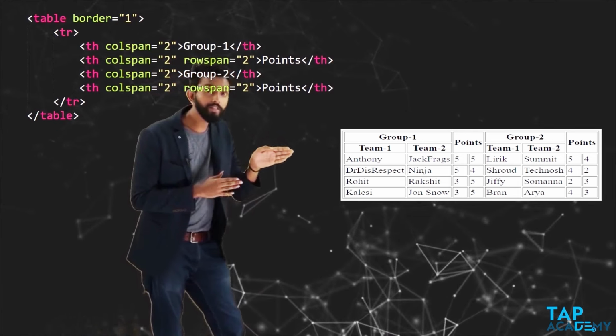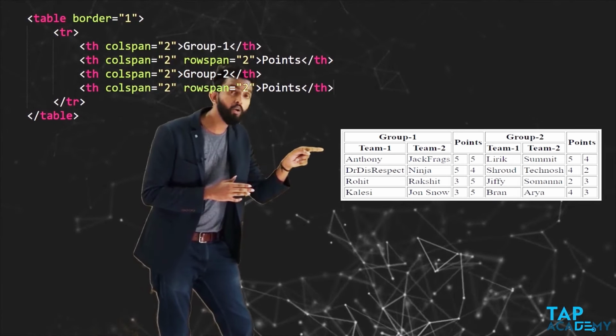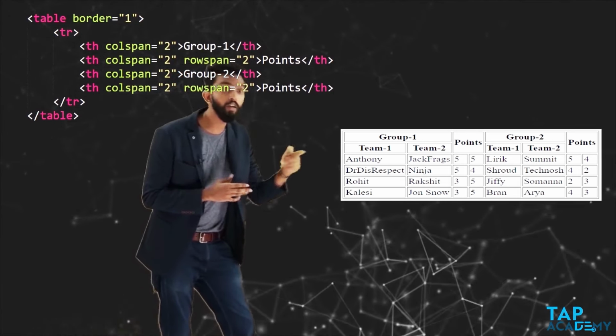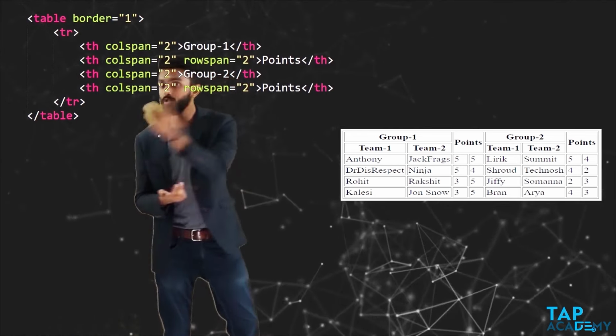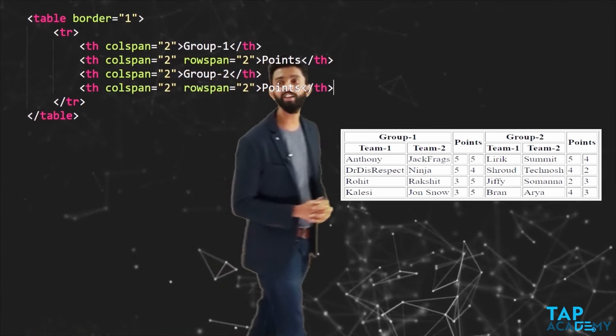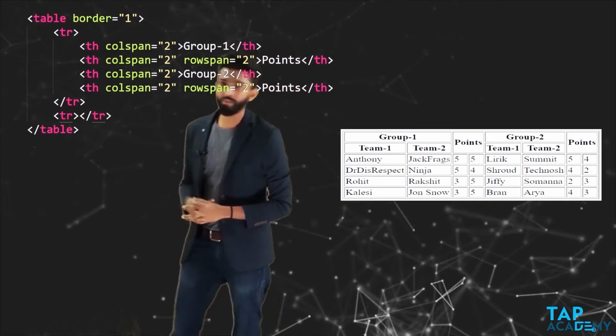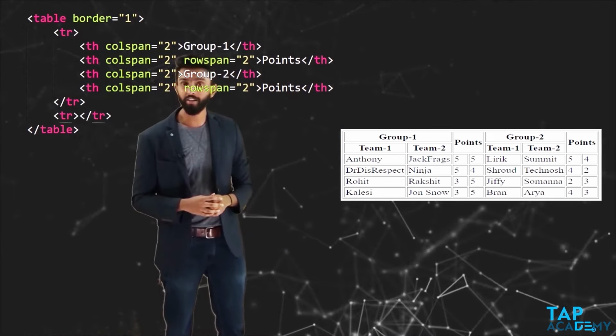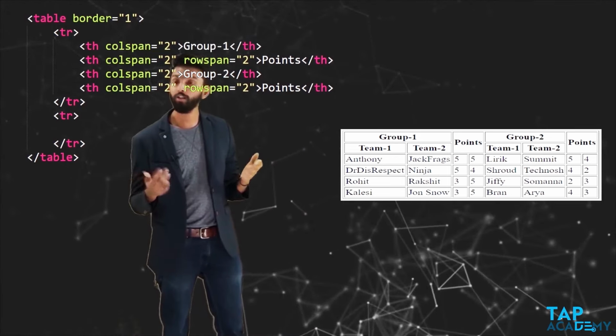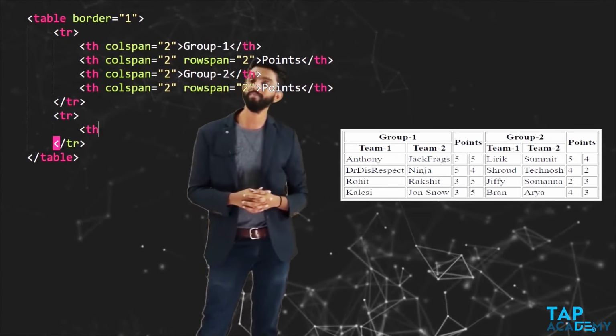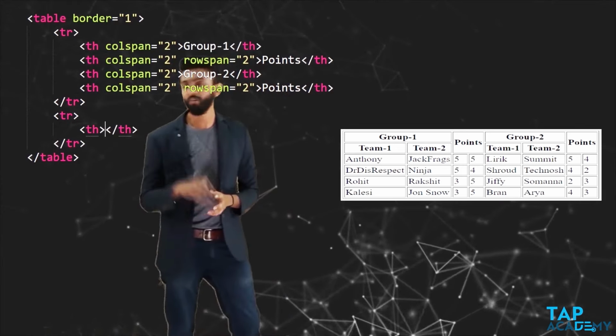But if I come to my second row, see, even in the second row headings are there. Team 1, team 2 is a heading, which means one more row I will create like this. TR I will tell, table row. Any confusion till this point of time? Wonderful. Inside that, I need a header, right? So TH I will tell.